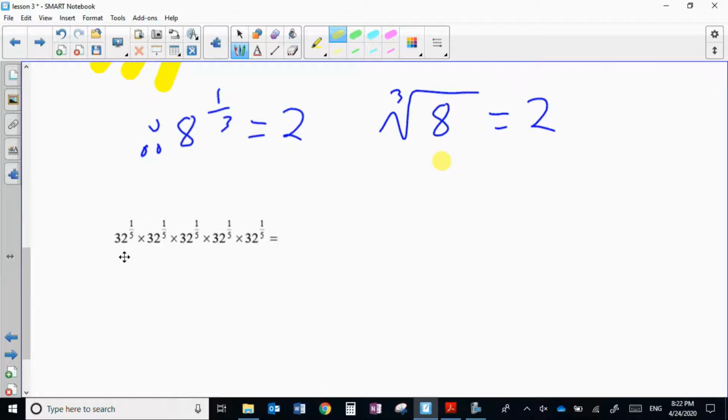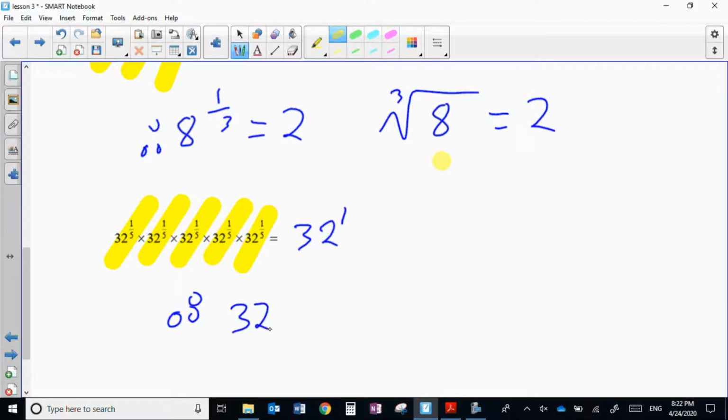Let's look at the next one. 32 to the power of a fifth. Sure enough, I've written it out 5 times. Well, with powers of 32, we'd like to think we can add their exponents. A fifth plus a fifth plus a fifth plus a fifth plus a fifth is equal to 5/5, or 1. So that expression is equal to 32. So that means, again, we've multiplied the same thing by itself 5 times, and we ended up with 32.